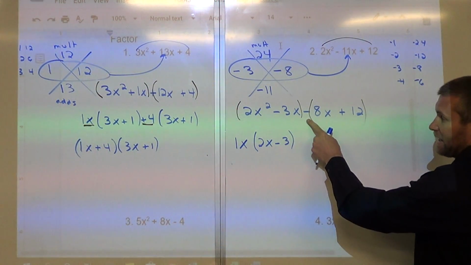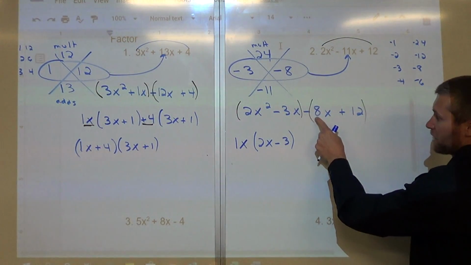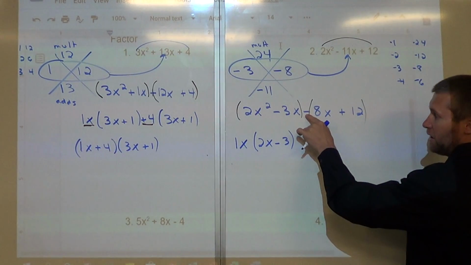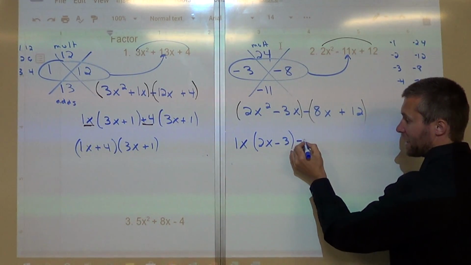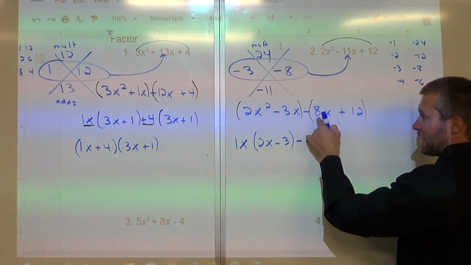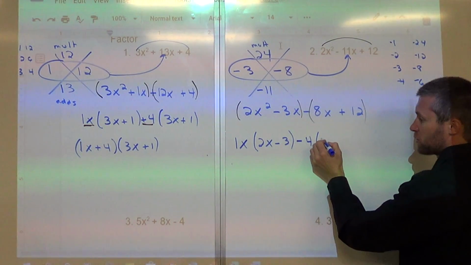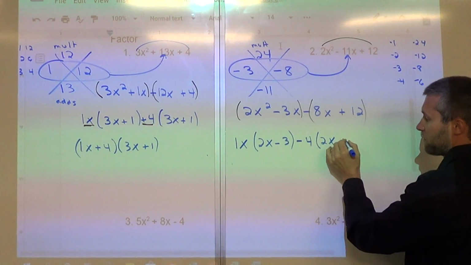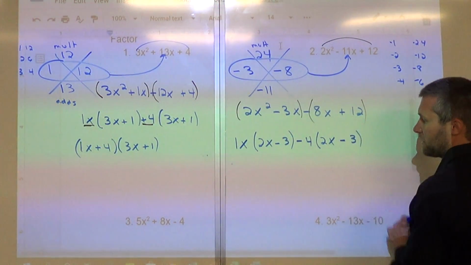Then here, negative 8 and 12. What can I factor from 8 and 12? The biggest number they have in common would be a 4. That number is a negative, so we're going to make it a negative 4. And then 8 divided by 4 is 2x. And then 12 divided by negative 4 is negative 3.